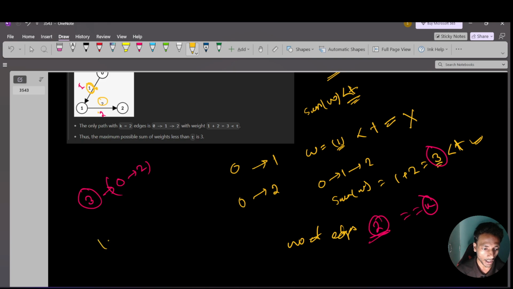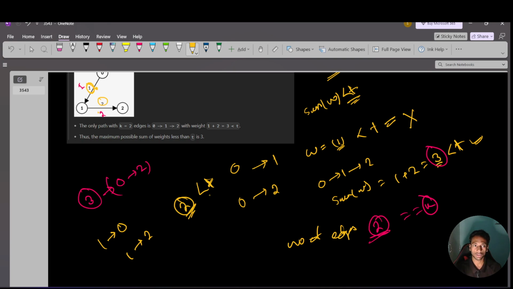Next, I have to search from 1 to 0. Is it possible to go from 1 to 0? No, there is no such path. We can't reach from 1 to 0. So okay. Next is 1 to 2. So 1 to 2, there is only one path. So what is the weight? Weight is 2. So that is less than t.